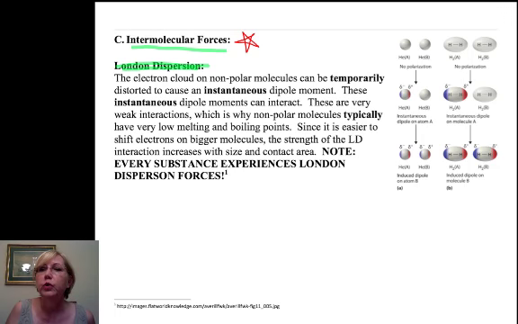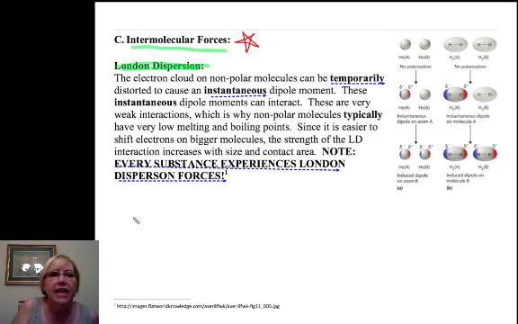The key to the London dispersion force is that it is a temporary or instantaneous shift in electron density. Every substance has electron density. Hence, every substance experiences London dispersion to some degree. Now, if these are small, okay, then the London dispersion is going to tend to be very weak.